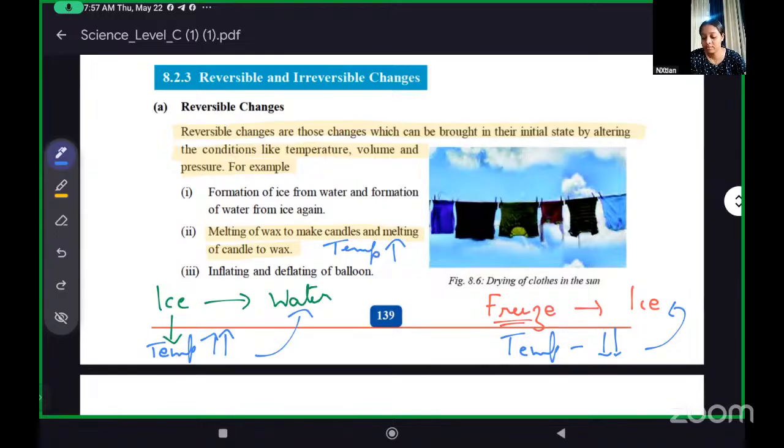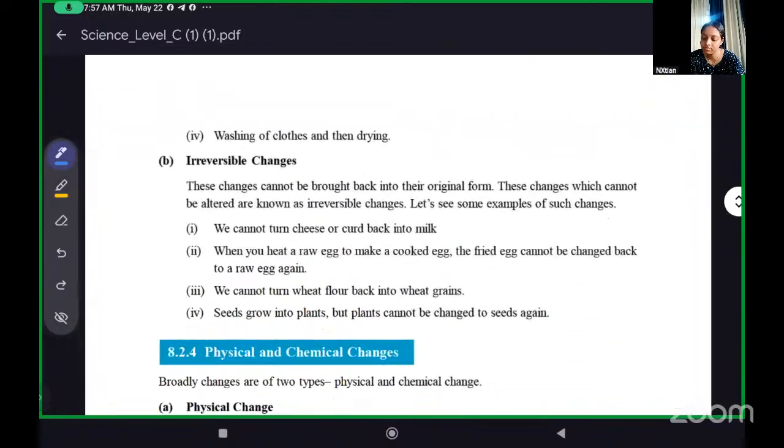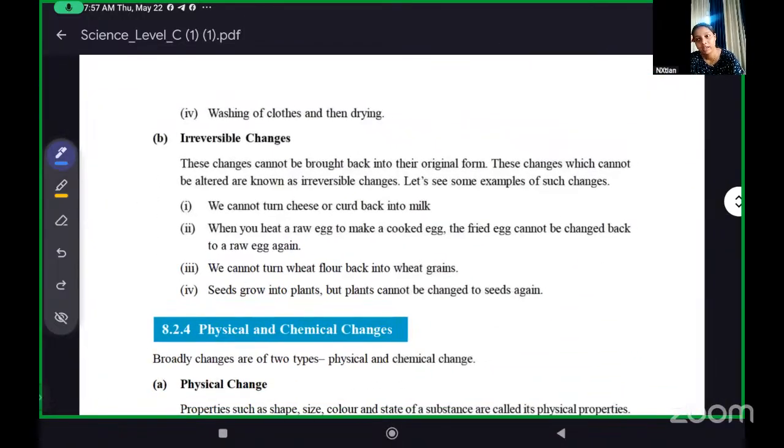And it is a reversible change also. The inflating and deflating of a balloon. Inflating and deflating means filling a deflated balloon with air, and then deflating it again, is also a reversible change, where there is alteration in the volume. Then washing of clothes and then drying them, they can be made wet again. All these are reversible changes.